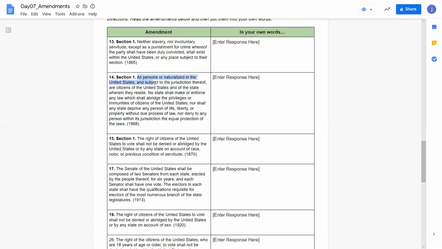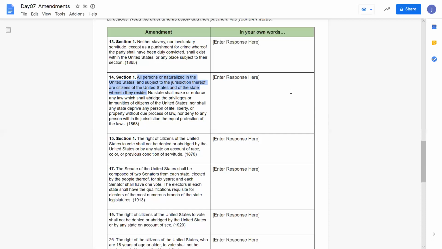So first it's saying here, all persons born or naturalized in the United States are citizens of the United States and the state where they're in. So if you were born in the United States, you're a citizen of both the United States and the state. So here in New York State, if you were born in New York State, you're both a citizen of the United States and New York State. If you were born in Jersey, you're born in the United States, citizen of the United States and citizen of New Jersey. That's all that means. Or it says naturalized.